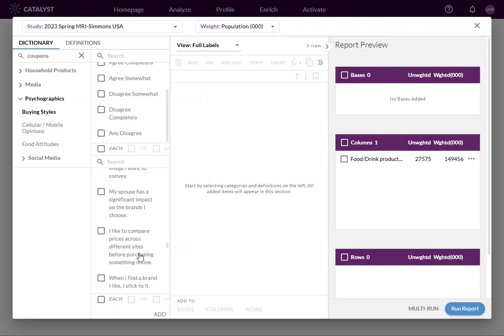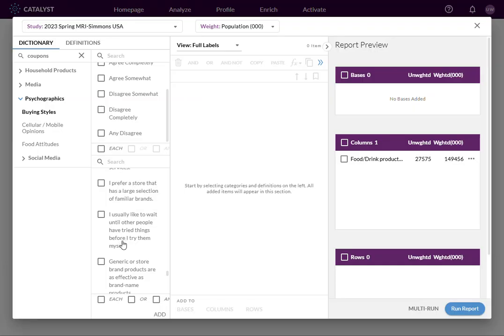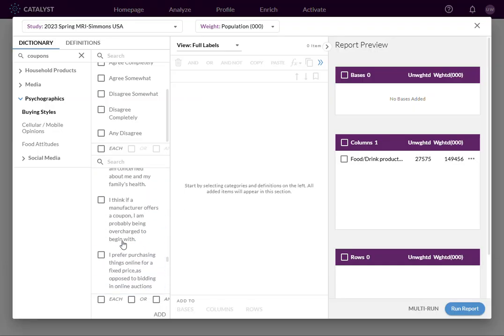Let's see. I like to compare prices. When I find a brand, I like to stick to it. A product is made by a company I trust. I like to change the brands. I buy natural products. If a manufacturer offers a coupon, I'm probably being overcharged. I gladly switch brands to use a coupon. Oh, those are coupon carriers. I'm more likely to purchase brands if I support their cause. I prefer a store that has a large. Well, so right now we have two statements for people who would probably react well to coupons.